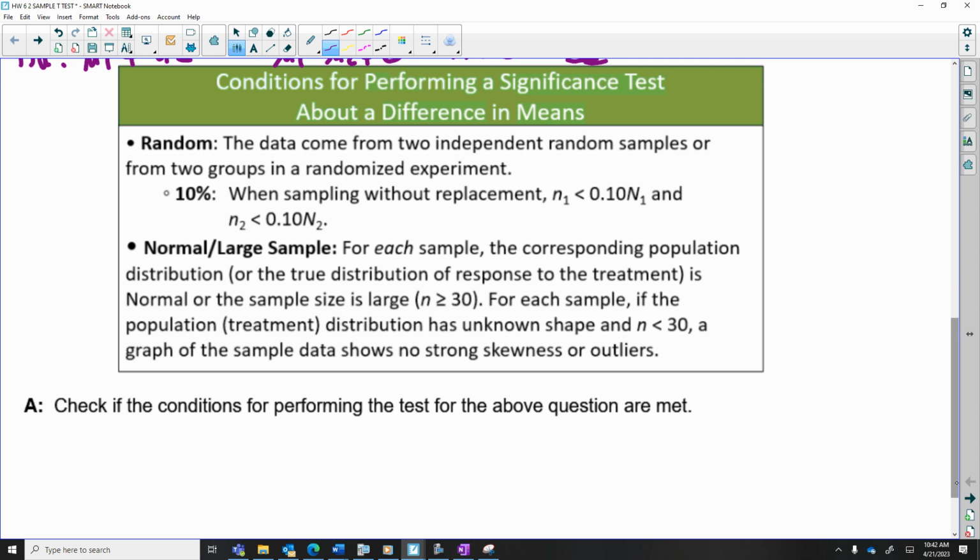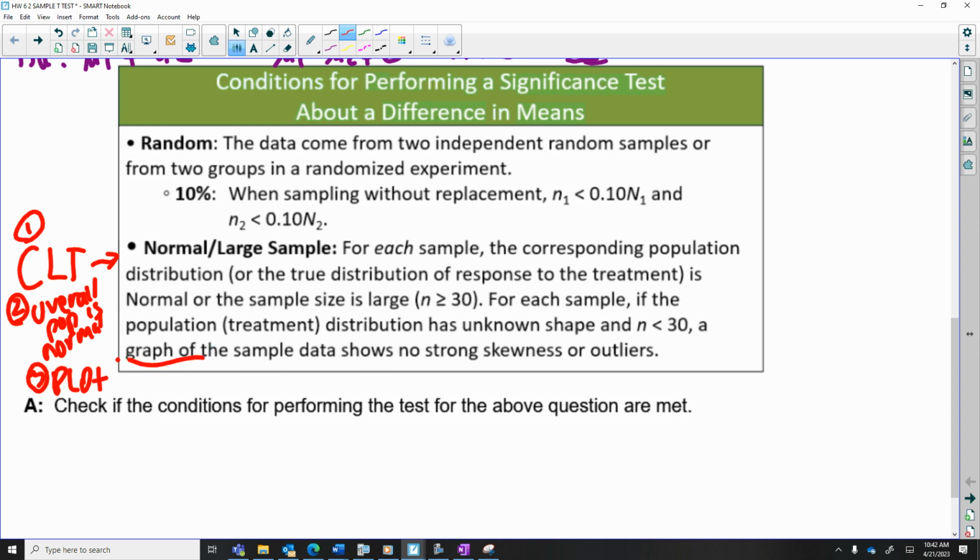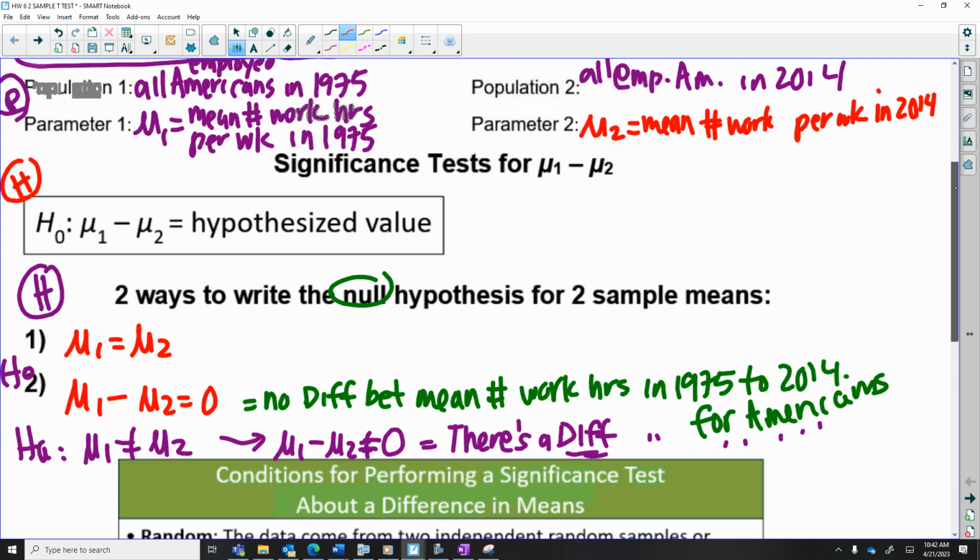And just like for the confidence intervals, we have to check if the sample size is large enough, the central limit theorem is met. But if it's not large enough, you can look at the overall population. And if that's not met, you have to plot the data. So that's what this box is saying here. Plot the data if you have to. Okay, so let's check it above. Let's go back to the top.